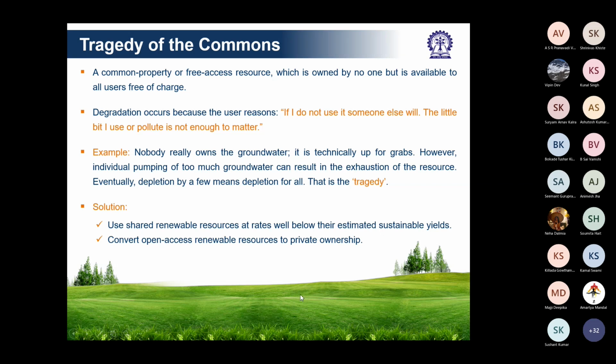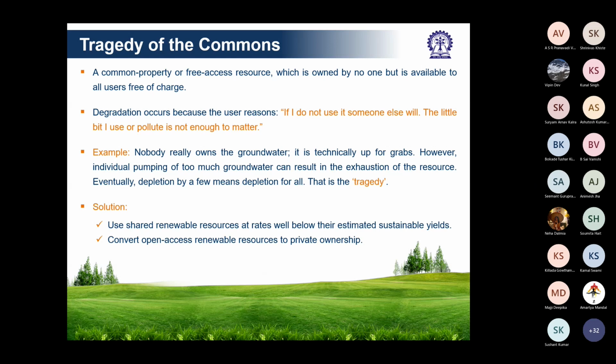So for example, see, nobody really owns the groundwater. So the groundwater is always up for grabs. But too much pumping of groundwater can result in the exhaustion of the resource. So eventually depletion by a few means depletion for all. So that is basically the tragedy.